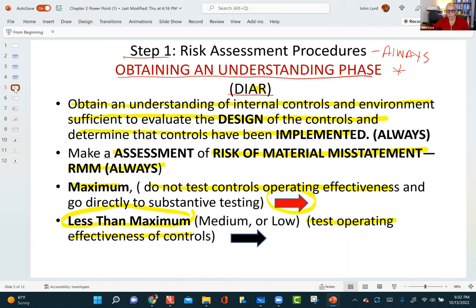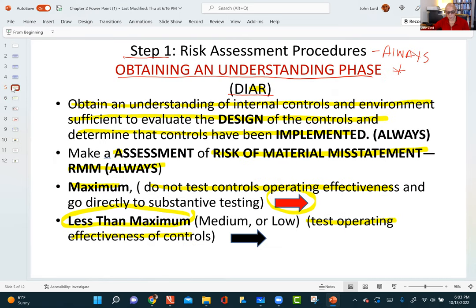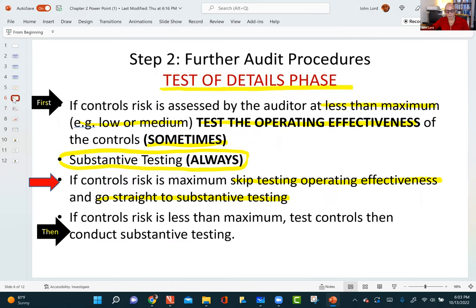This is a flow chart. Step one, risk assessment procedures. Obtain an understanding to evaluate the design of the control and determine if it has been implemented. Make an assessment of risk of material misstatement. If it's at the maximum, follow the flow chart arrow to the red and go directly to substantive testing. If it is less than the maximum, follow the black arrow and first test the operating effectiveness.